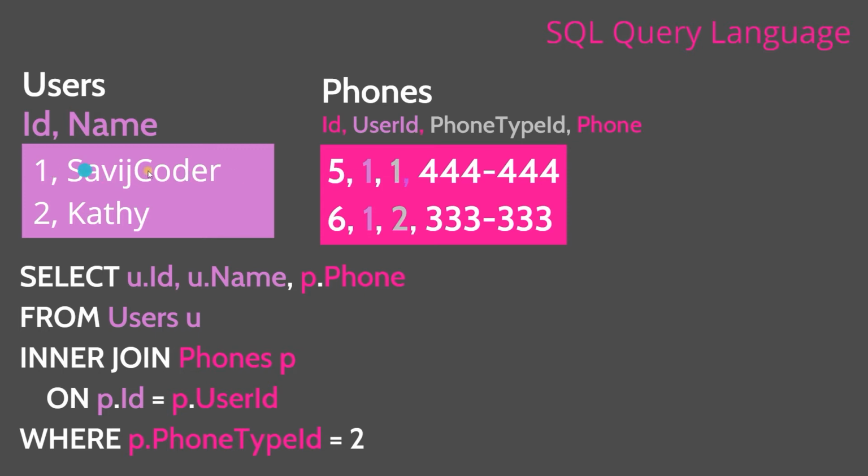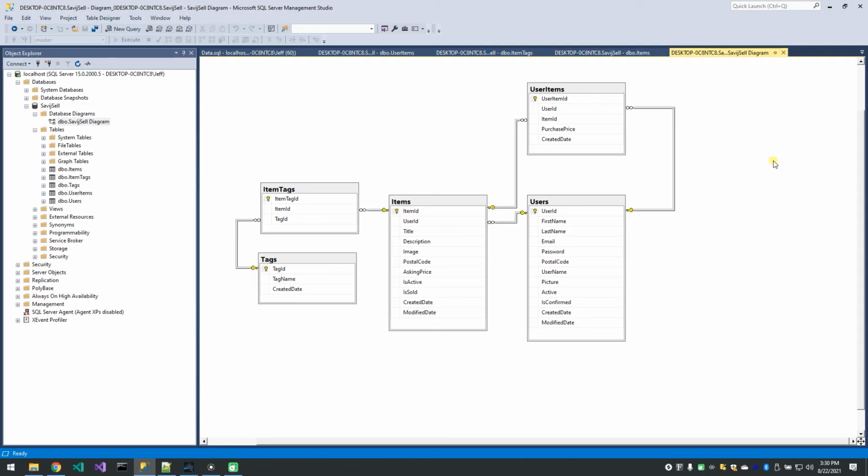So we would now only get one row back, one Savage Coder, and the 333 phone number. Let's play with that. Back in our database diagram, we can now look at our users table. Our users table has a primary key of user ID, and it has all this other information that details a user. There is also an items table.